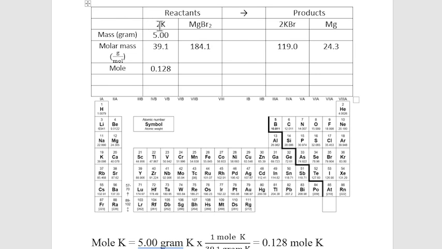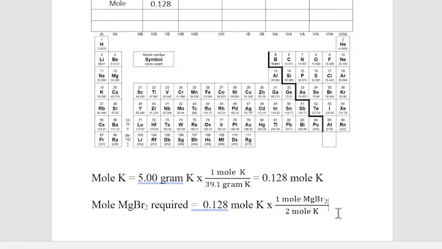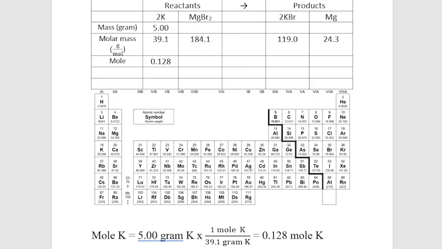That's where I got this from, the stoichiometry equation. Remember, our equation was 2K plus MgBr2 going to 2KBr plus Mg. And so only half is required to react with all of the potassium, 0.128. So you take 0.128 divided by 2, that'll give you 0.064 moles of MgBr2.